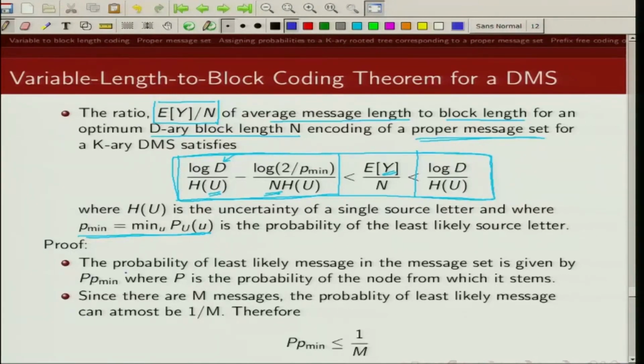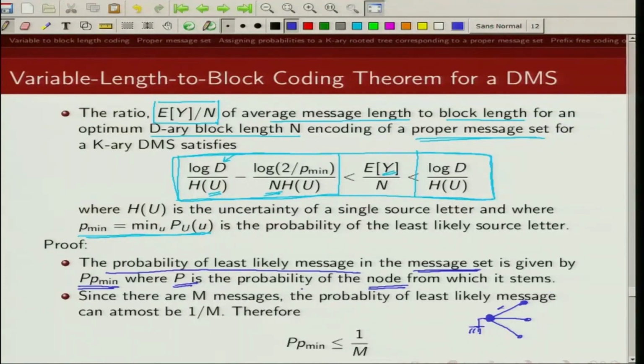The probability of the least likely message in a message set is given by p times p min, where p is the probability of the node from which it stems. Recall how we assigned probability to a k-ary rooted tree. If you recall, these probabilities are defined as the probability of this node multiplied by the probability of the letters emitted corresponding to each of these branches.